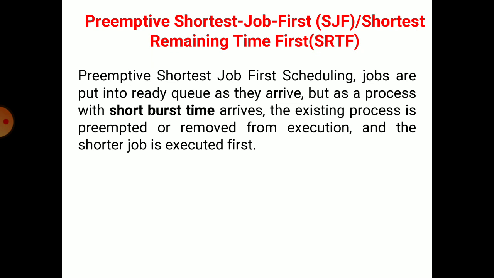SDMIT, Ujire. Today's topic: preemptive shortest job first, or shortest remaining time first. In the preemptive shortest job first scheduling algorithm, the jobs are put into the ready queue as they arrive. But as a process with a short burst time arrives, the existing process is preempted, or removed from execution, and the shorter job is executed first.